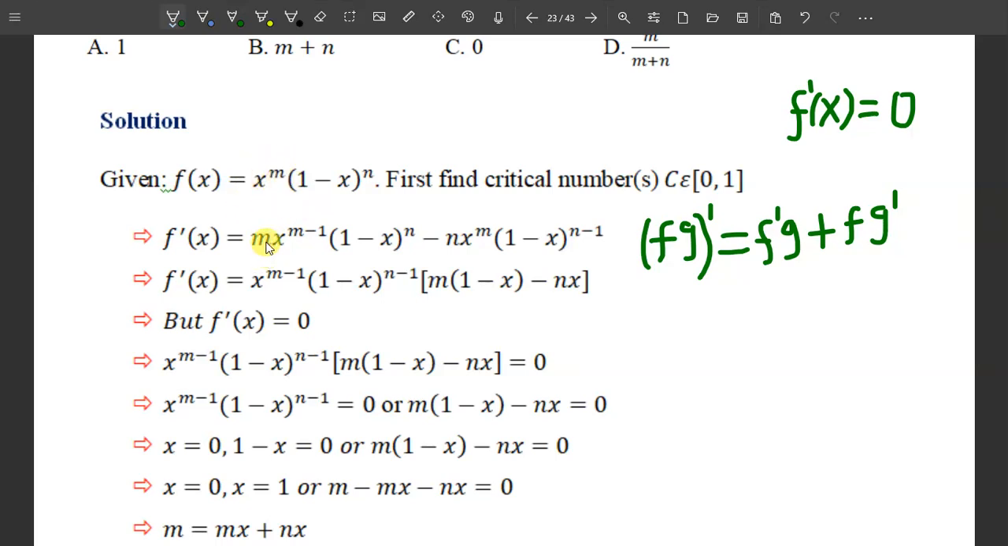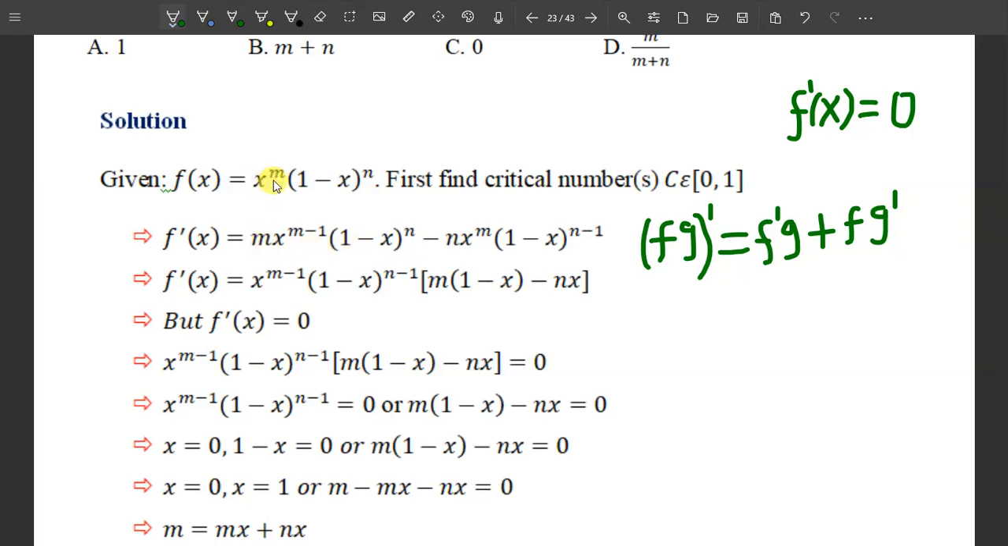It becomes m times x to the power of m minus 1, and then multiply directly by this one. It becomes 1 minus x to the power of n, similar to this one. The first one, just suppose that this is f of x, and suppose that this is also g of x, and therefore f prime times g plus f g prime.